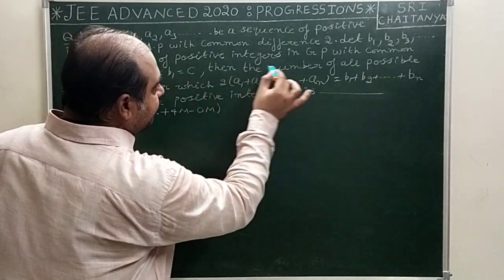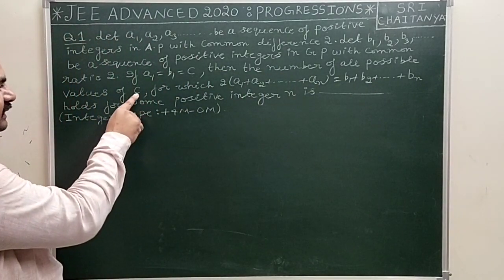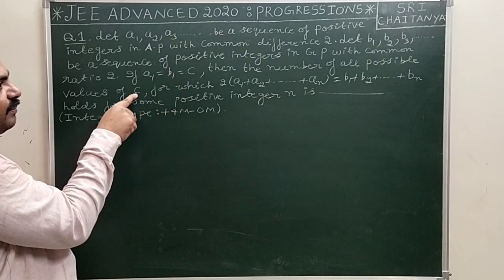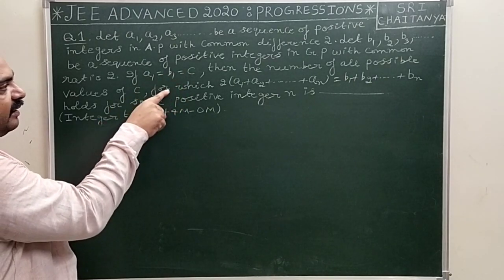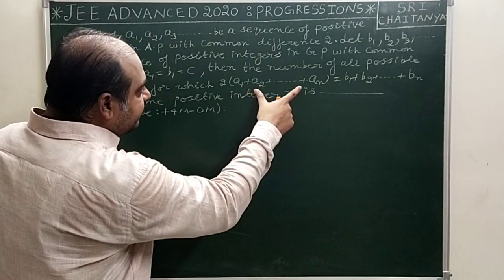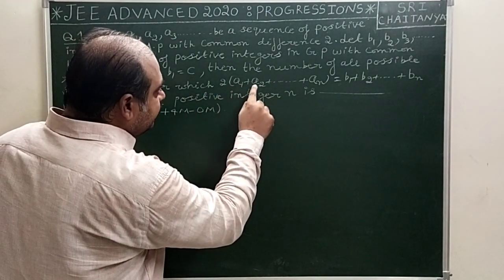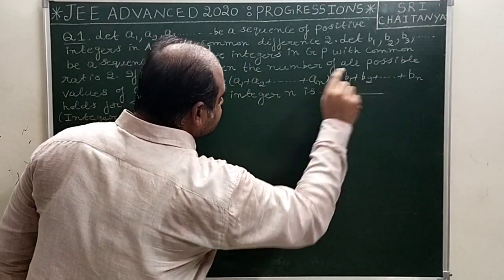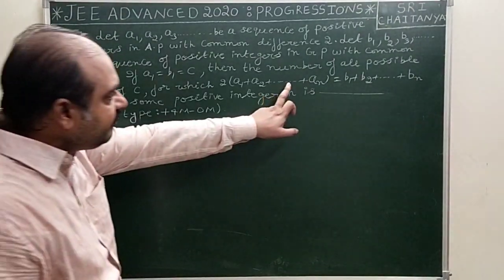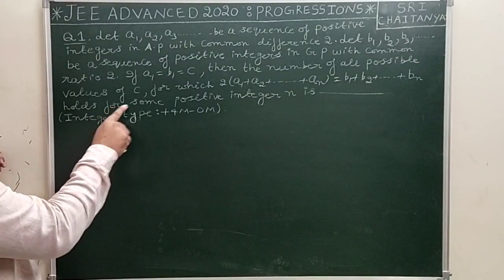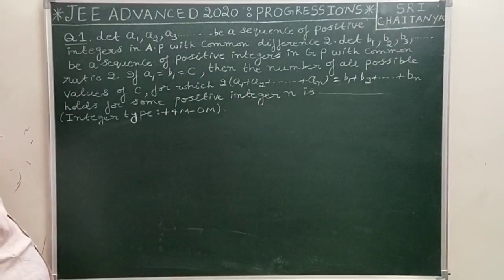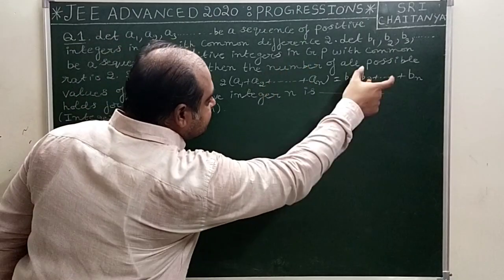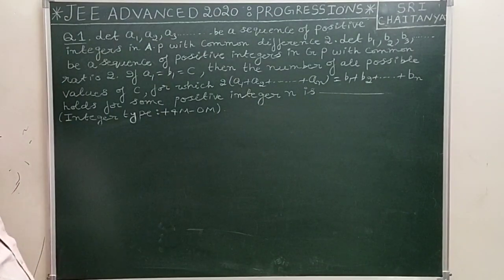He is asking the number of all possible values of C. That means C is a variable. He is asking how many possible values there are for which one equality holds: 2 into (A1 plus A2 and so on up to An) equals B1 plus B2 and so on up to Bn. This equality holds for some positive integer n. That means you have to find the value of C such that this equation is satisfied.